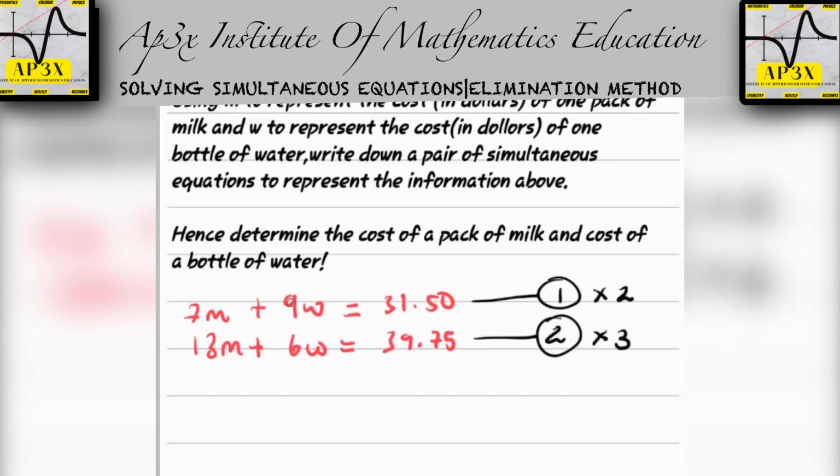Now, if you wanted to, you could multiply the top equation by 6 and multiply the bottom equation by 9. You're going to end up with bigger numbers, but that's fine. If that's the way you want to do it, no problem.